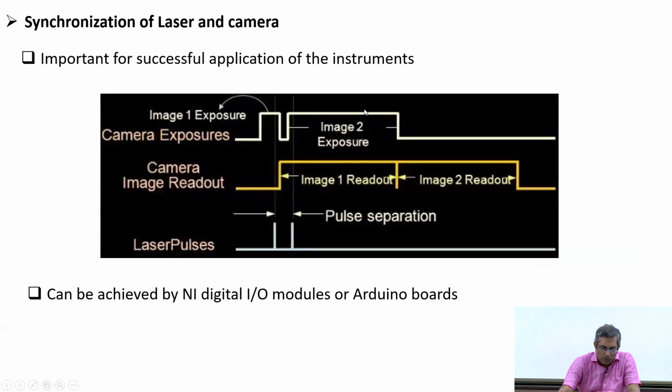This shows that we need to synchronize the laser and the camera. Both of them have to be operated synchronously. So, you have to adjust the laser pulse and the camera shutter opening such that whenever you have shutter opening, at that time only you should fire the laser, otherwise you won't be able to capture it. This is usually done using Arduino boards or National Instruments input output modules.